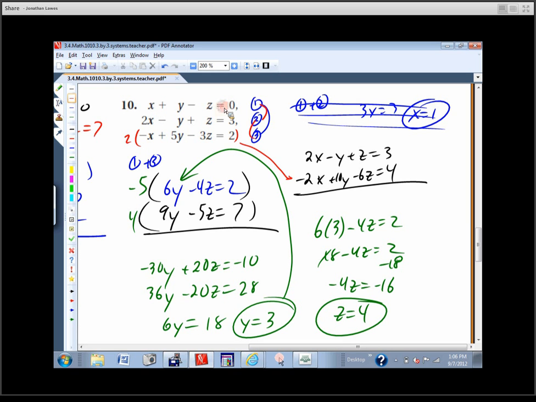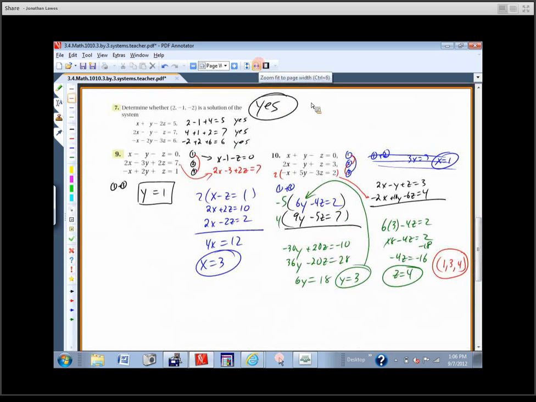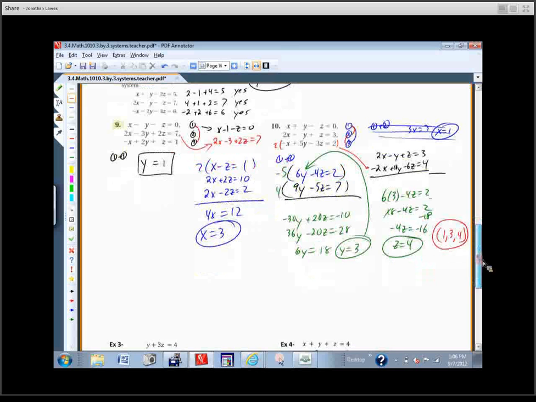Once I have y and z, I could plug them into this first one, or if you wanted to just do elimination really quickly, we could figure out that x is 1. Either way, it's going to work. So the answer on this problem is 1, 3, 4. There's our ordered triple. So if we were to graph these planes in three-dimensional space, if we have that capability, they would cross at that one single point. Any questions?